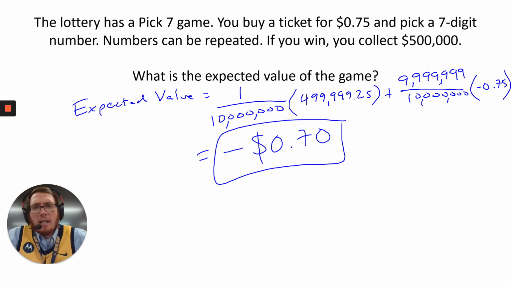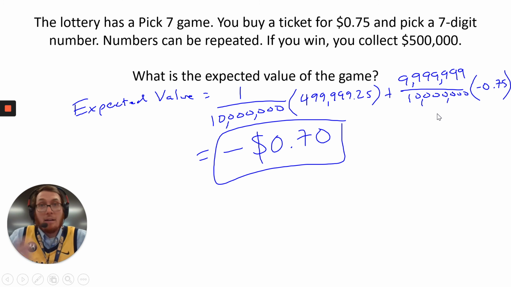One last thing that I want to look at is just looking back at expected value with the lottery ticket idea. So this is a pick 7 game. So I got this 10 million number by taking 10 to the 7th. That's where this 10 million number comes from. So expected value for anything like this is probability you win times the amount of money you win, plus the probability you lose times the amount of money you lose. Okay, so the probability I win is just 1 out of the 10 million. Now I don't win 500,000. I win 500,000 minus the 75 cents. So 1 out of 10 million times the 500,000 minus 75 cents, which would be 499,999.25.